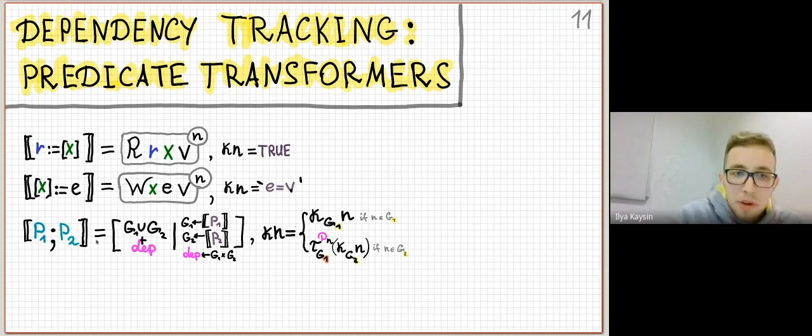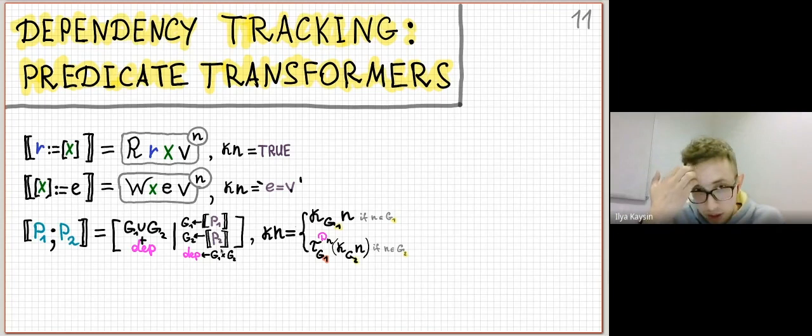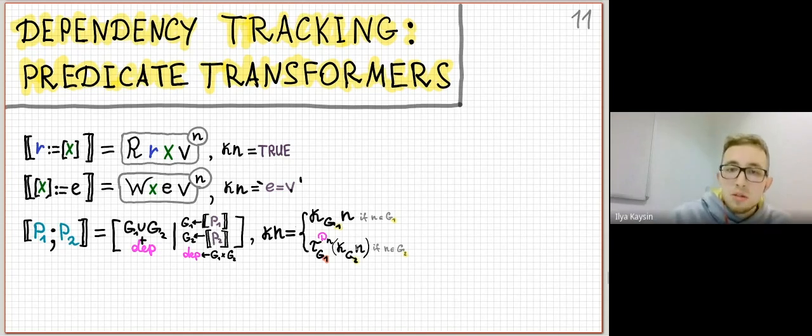And for sequential composition, we just take all pairs of graphs from semantics of P1 and semantics of P2, and all possible dependencies between these graphs. And the preconditions depend on whether this node is from the new graph, from the second graph, or from the first graph. If it's from the first graph, then it's just an old precondition. If it's from the second graph, then it's an old precondition transformed by the transformer of the first graph. So that's what we already know.